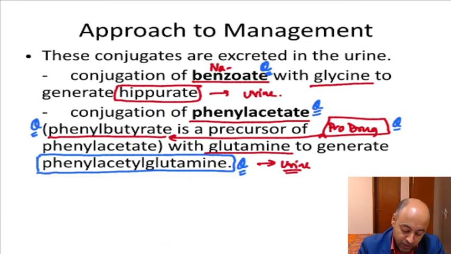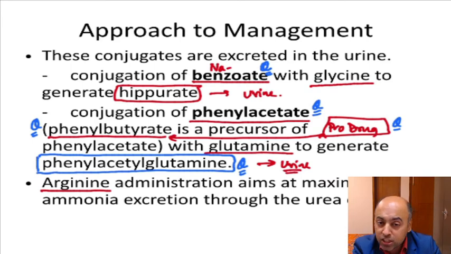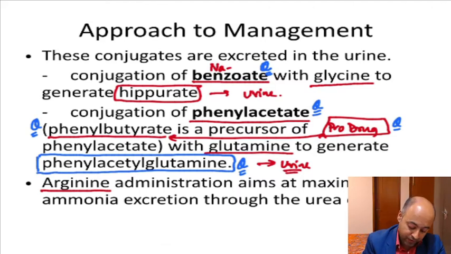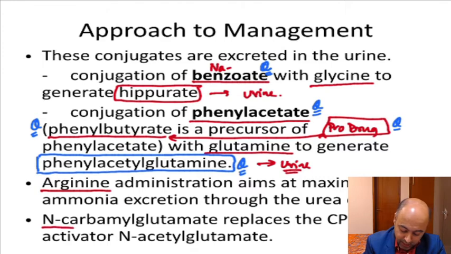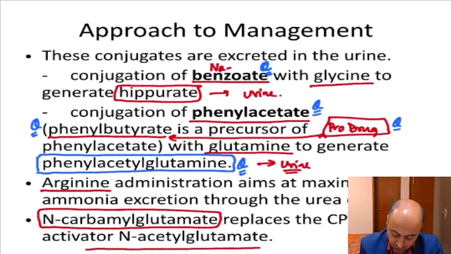Please remember this. In addition to this, sometimes you can do supplementation. For example, if the arginine is not being formed, because enzyme number 3, arginosuccinate synthetase is not there, or arginosuccinate lyase is not there, then the arginine will not be formed. We can give the arginine from outside. And lastly, the N-carbamyl glutamate can replace the N-acetyl glutamate. So if there is deficiency of the N-acetyl glutamate synthase, then acetyl glutamate will not be formed. There you can give supplementation of N-carbamyl glutamate.